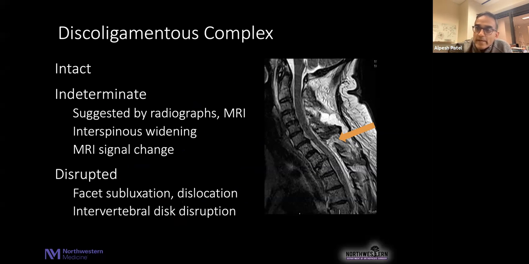So then with the discoligamentous complex, at least the original classification put these as either intact or disrupted. And then they put a big gray zone in the middle of intermediate. Not surprisingly, a lot of people end up saying it's intermediate because you're not quite sure, right? The best way we can assess this is with, certainly CT can give you some insights, upright X-rays. So you'll see a lot of times before we discharge somebody, we're not sure, we'll put them in a collar, get an upright film and see if we see motion. Or you can rely on MRI maybe to get ideas of interspinous widening or interspinous disruption, like I'm showing you here with this arrow.